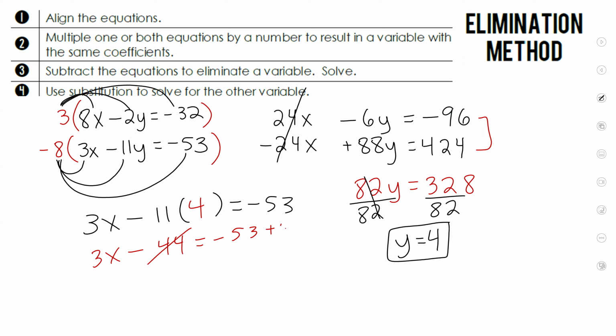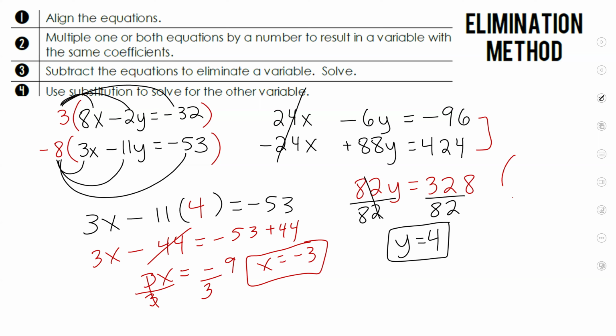Add 44 to both sides. So you get 3x is equal to negative 9. And then divide both sides by 3. Did you guys get negative 3? Yes, nice. All right, so that's your point. These two lines intersect at (-3, 4). Nice. Okay, now let me show you guys an example real quick that you might encounter.